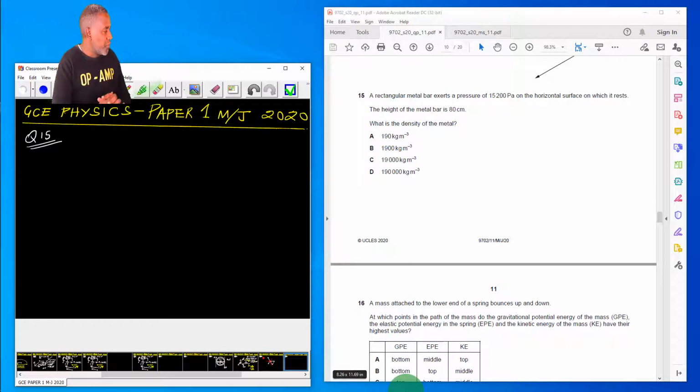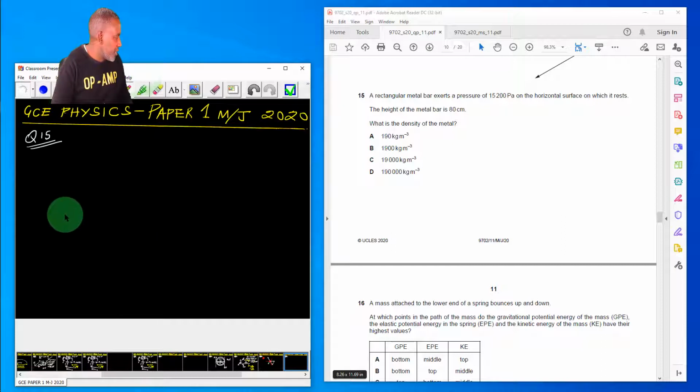Now, in question 15, we are told that a rectangular metal bar exerts a pressure of 15,200 pascals on the horizontal surface on which it rests. The height of the metal bar is 80 centimeters. What is the density of the metal? This question requires us to consider the situation. It is a rectangular metal bar. It exerts pressure on the horizontal surface on which it rests.